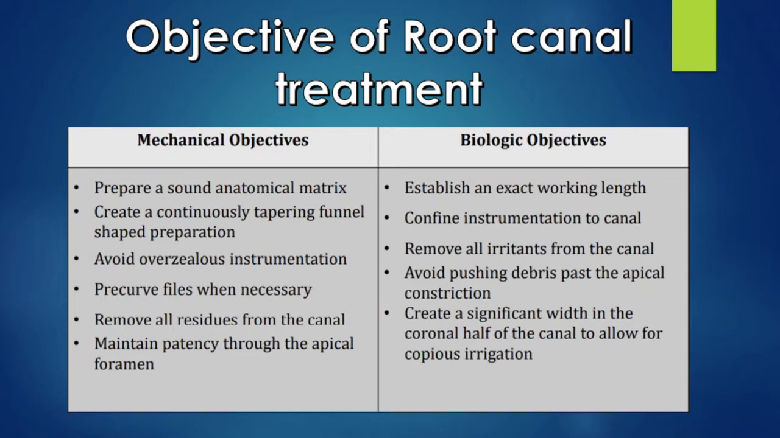This is why it's very important to have a correct working length. And we have to remove all the irritants from inside the canal, and we should avoid pushing the necrotic tissues, for example, or bacteria beyond the apical constriction. And finally, we have to prepare the coronal and middle halves of the canal well, in a way that we can ensure that our copious irrigation is reaching the apical part to work effectively on the bacteria and the other debris.